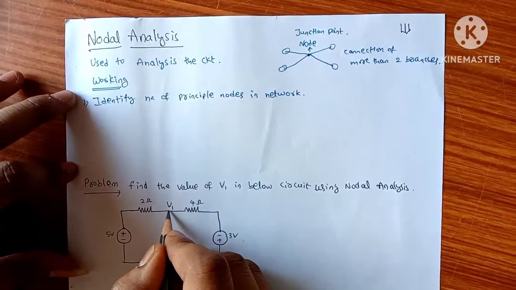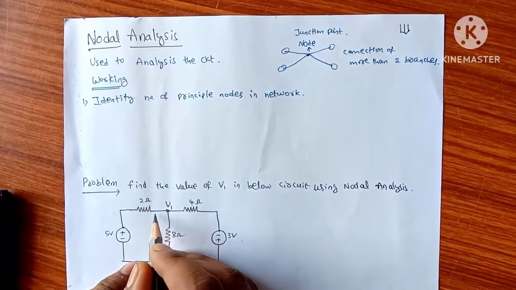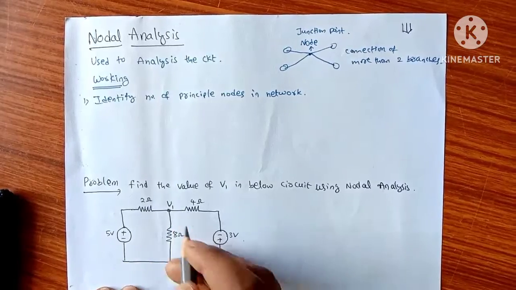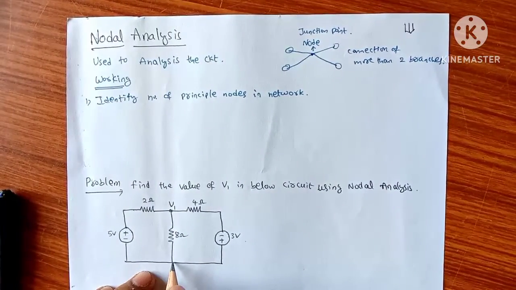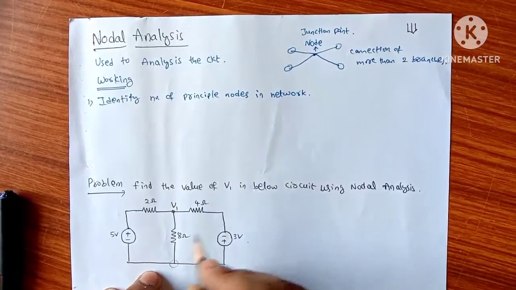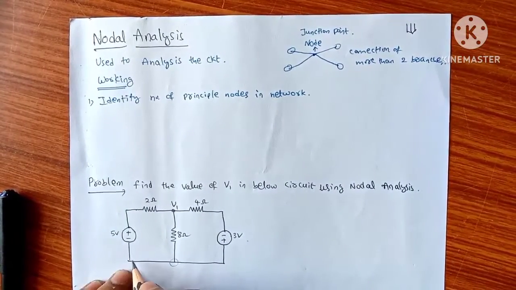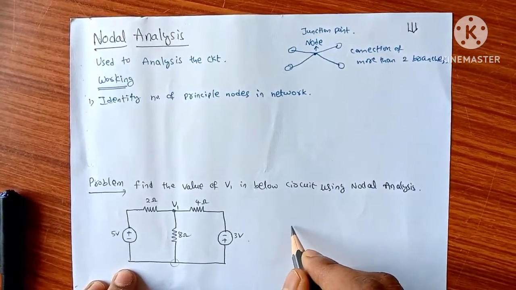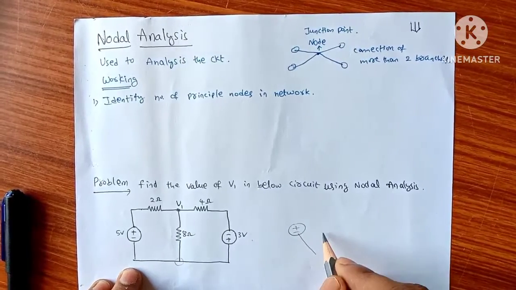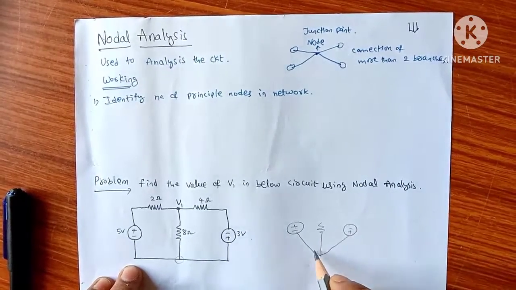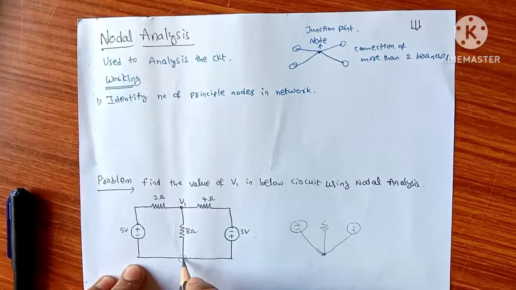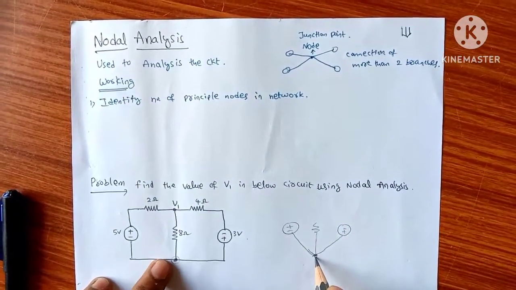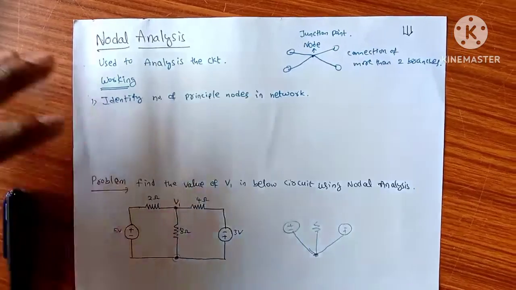So this is one node because this node is connected to three branches, 1, 2, 3. Again, if we observe, this is also one node, because if we redraw or remove the extra wire which is connected to this, then the redrawn circuit looks like this. So it is also one node. So in this circuit we have two nodes.